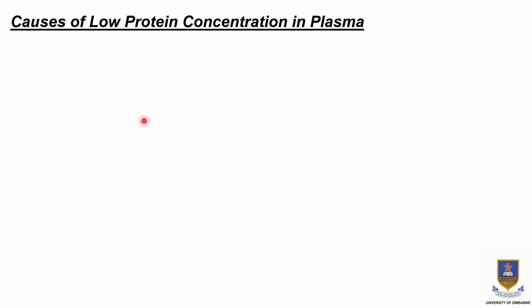Alright, so in the last video we talked about plasma, and we said that plasma is the liquid part of blood and that it constitutes 92% water and 8% solids. And under the solids we said that we have proteins, coagulants, electrolytes, hormones, and so on.